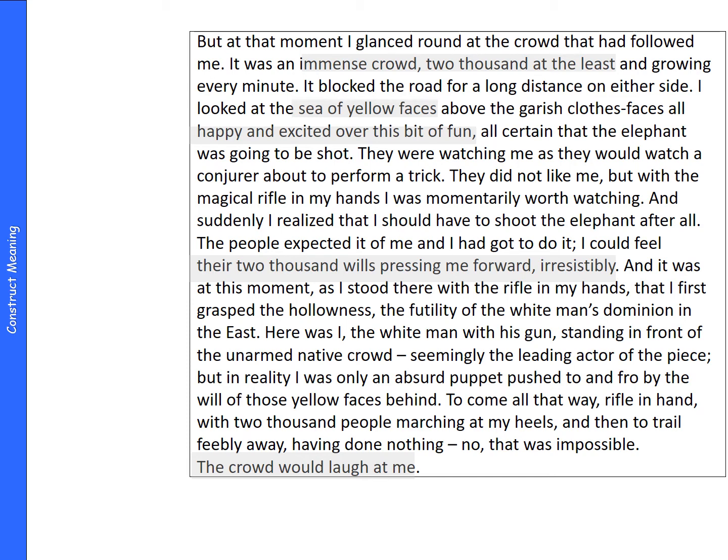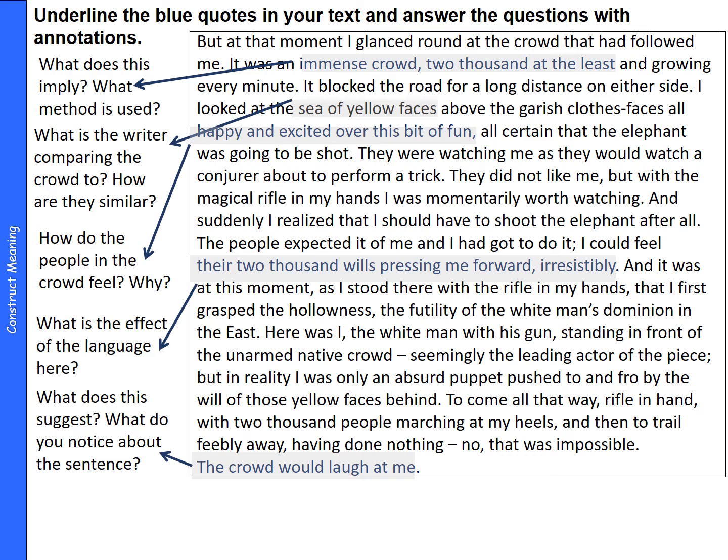So as you can see, there's already a few quotes highlighted there for you. So what I want you to do is to annotate around it. If you've got a printed out version of the extract, you can annotate around the text, but if you're using paper or typing it, just copy the quote and then answer the question below it. So for example, that first quote there, immense crowd, 2,000 at the least. What does this imply? What method is used? When you're thinking about method, you're looking for either a language device or a specific word type that really sticks out, so maybe quite a powerful adjective or verb. So pause the video now, give yourself a chance to work through that, and that will help you plan your answer for question 3.